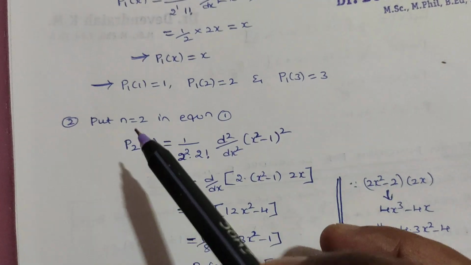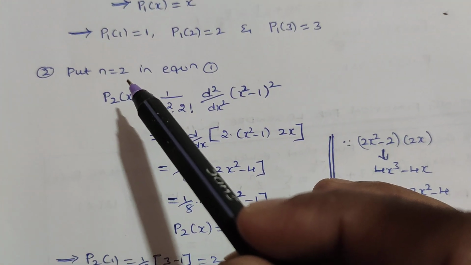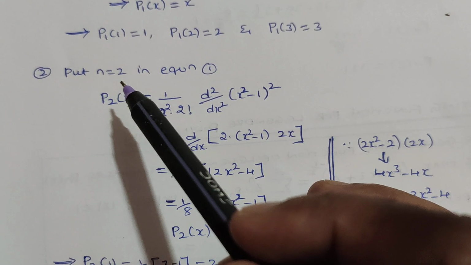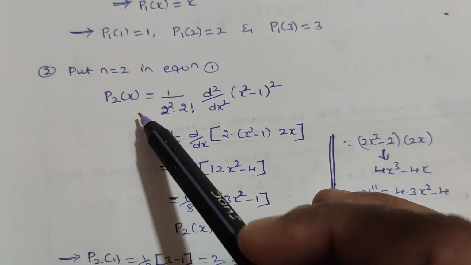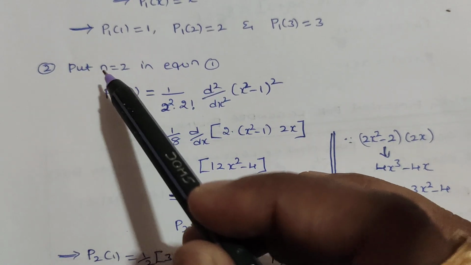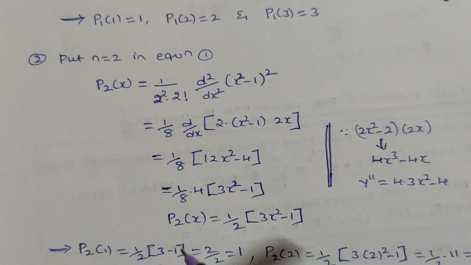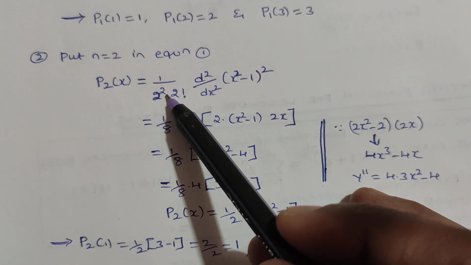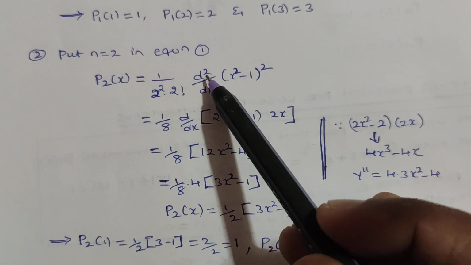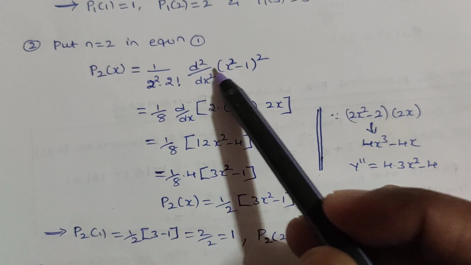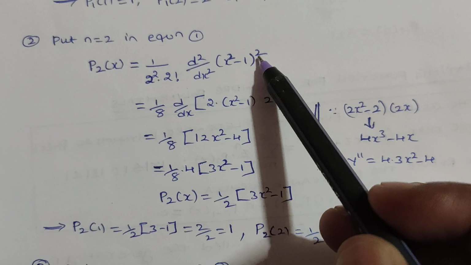Similarly, for n equals 2, we determine P2 of x. For determining P2 of x, put n equals 2 in equation 1. So we observe n value will be 2. In this case, we observe the second order derivative of x square minus 1 whole square.